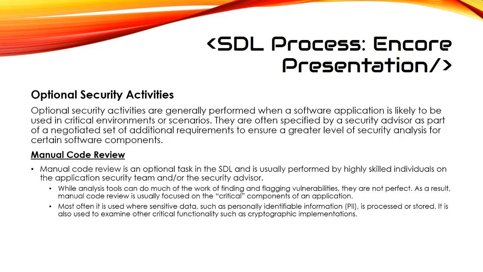A manual code review is an optional task in the SDL and usually performed by highly skilled individuals on the application security team and/or security advisor. While analyst tools can do much of the work of finding and flagging vulnerabilities, they are not perfect. As a result, manual code review is usually focused on the critical components of an application. Most often, it is used when sensitive data such as personally identifiable information is processed or stored. It is also used to examine other critical functionalities such as cryptographic implementations.